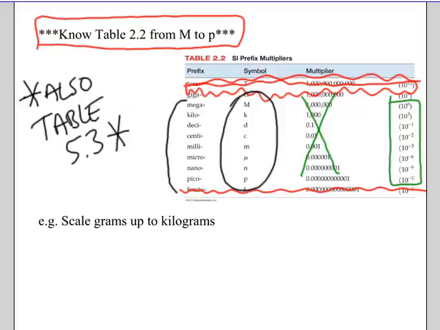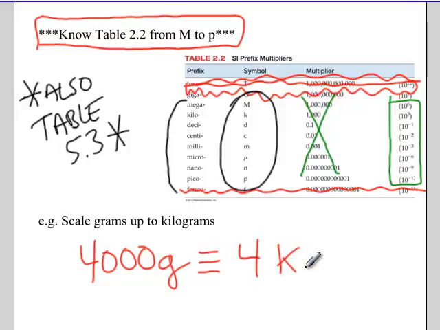So we're going to not only memorize them so you know the values, but more importantly be able to use them. So we can scale up a measurement in grams. Say we measure the mass of an object and it's 4,000 grams. 4,000 would be a lot easier to write using the prefix K for kilo, which stands for 1,000, or in scientific notation, 10 to the third power. So 4,000 grams is exactly the same as 4 kilograms.